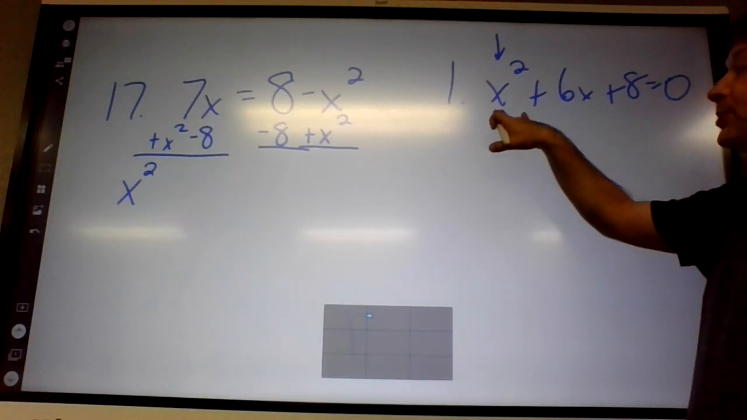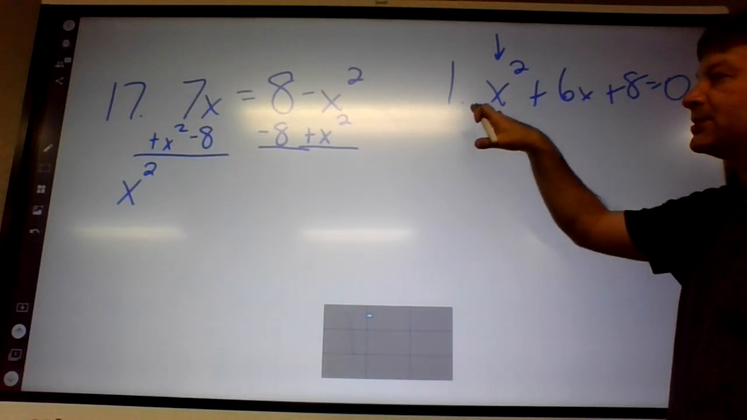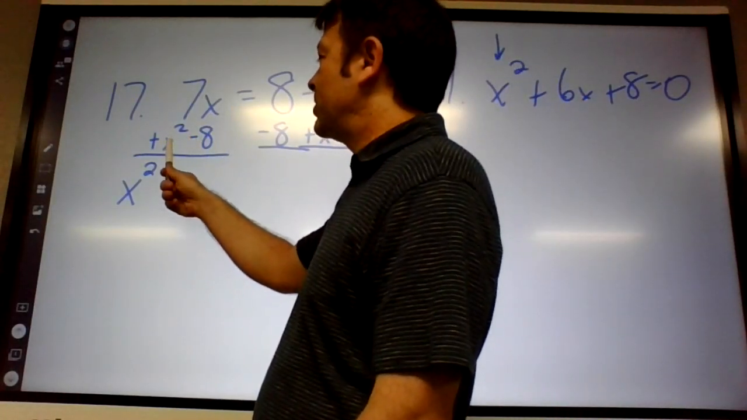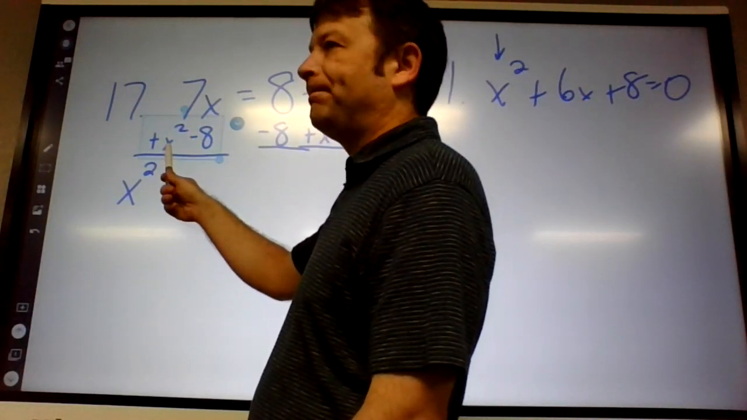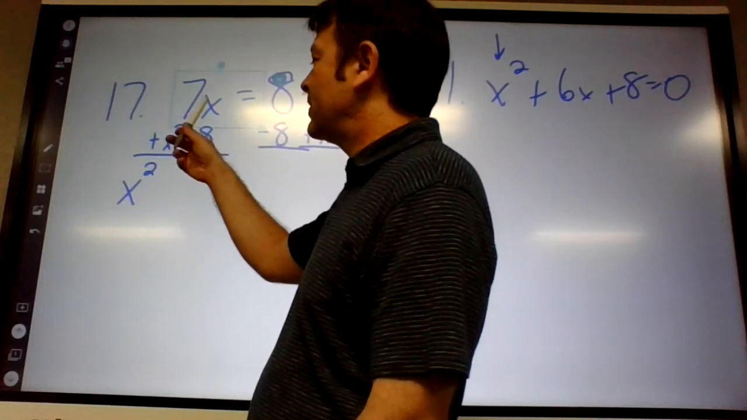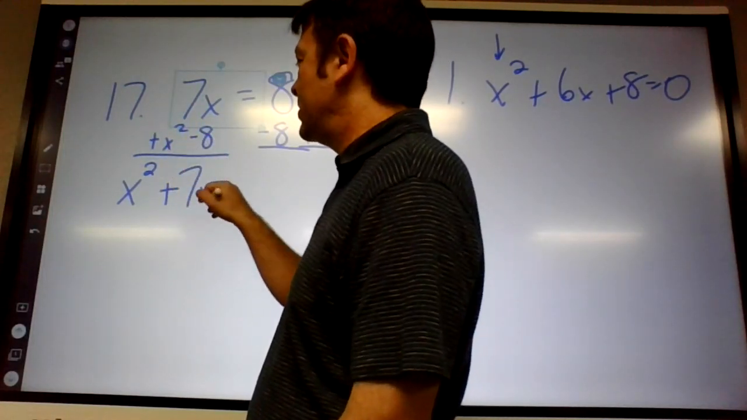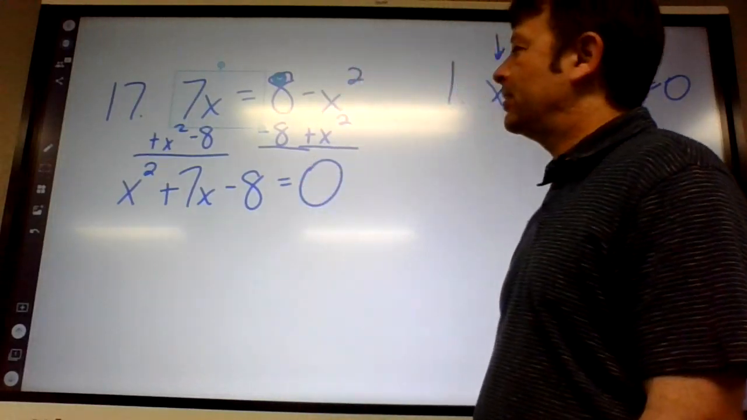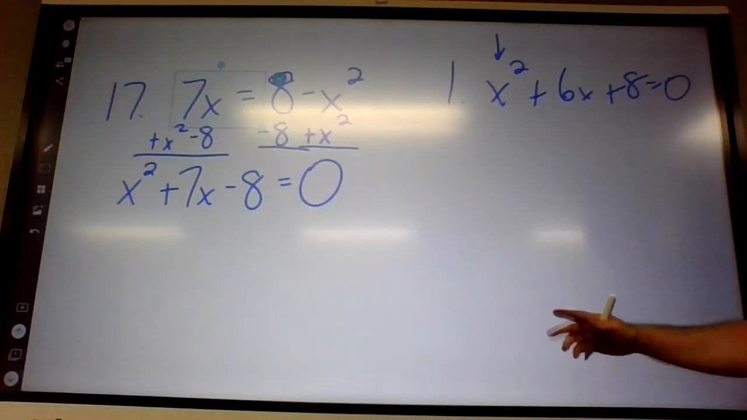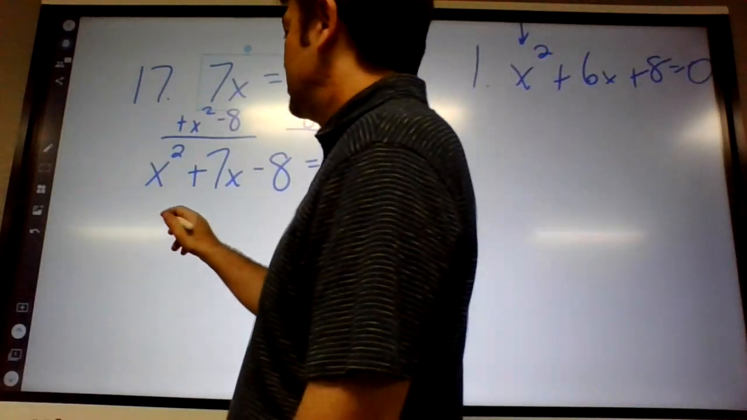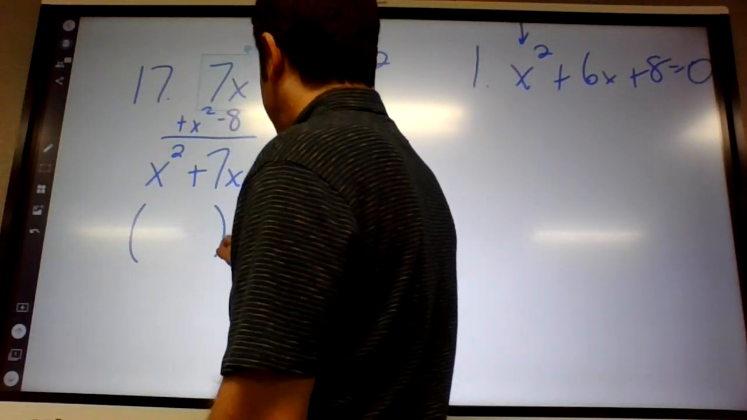Okay, so the x squared should come first, and what should come next after x squared? X. 7x, and then minus 8. Okay, now it looks like a normal problem, equal to 0. We can solve. All right, how do we solve this?